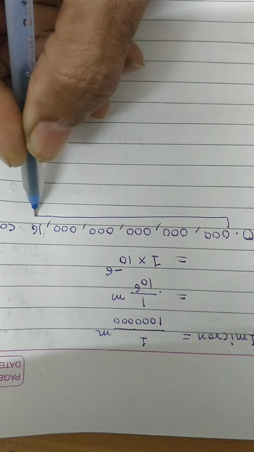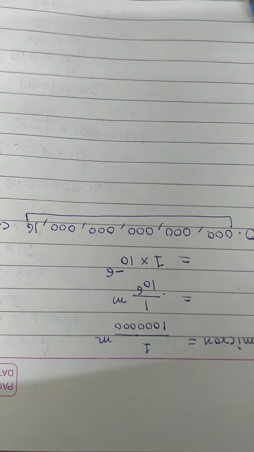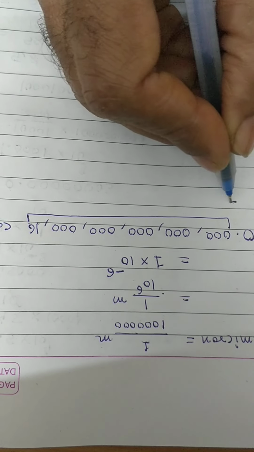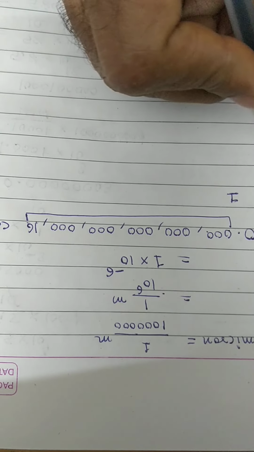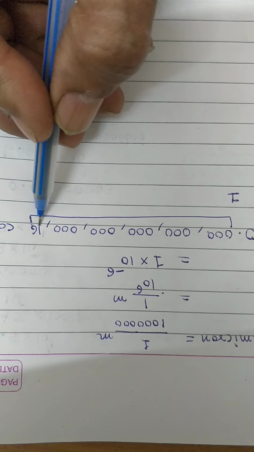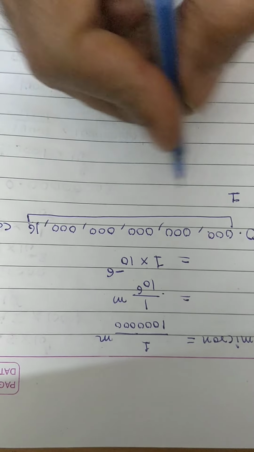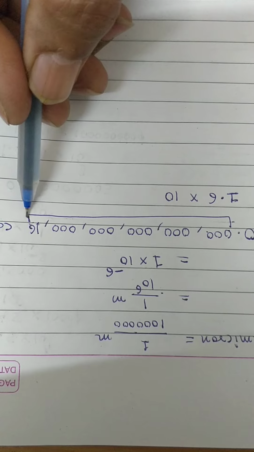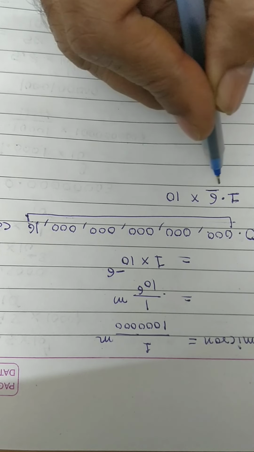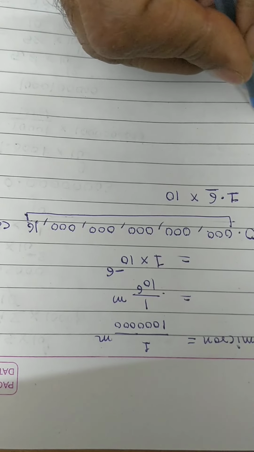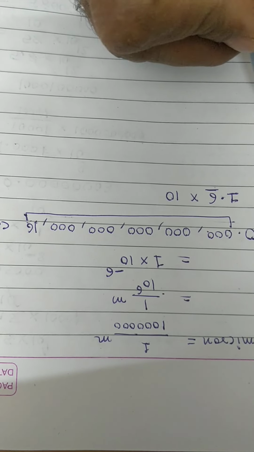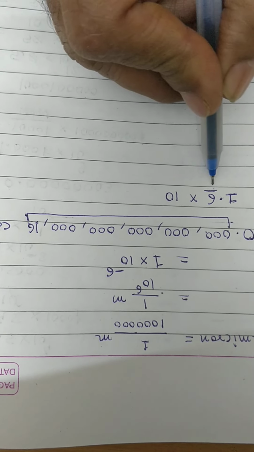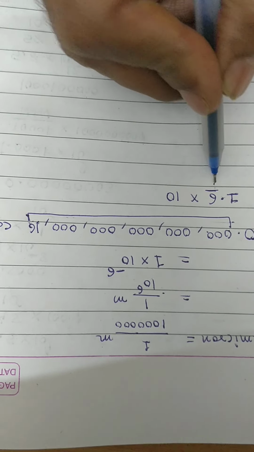Here there are 17 digits after the decimal point, but to convert this into standard form we have to write the first non-zero digit. The first non-zero digit is 1, then .6. So here there are 17 digits after the decimal point, but now there is only one digit after the decimal point. That means from 17 to 1, 16 is decreased. Total 16 digits decreased after the decimal point.